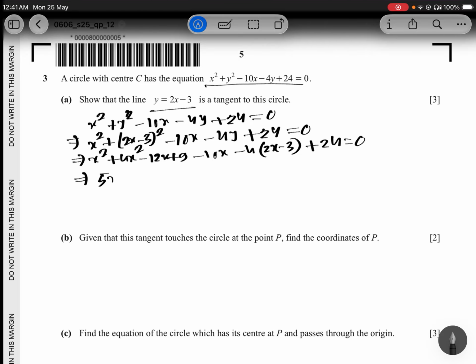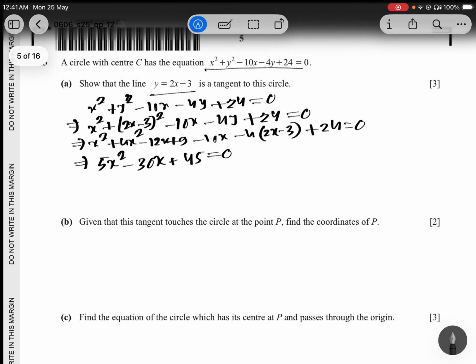So here is 5x squared, minus 12x minus 10x minus 8x, that means minus 30 of x, and here is plus 9, plus 12, 21, plus 24, is 45, equal to 0. So I just have to show that this quadratic will have a single solution.